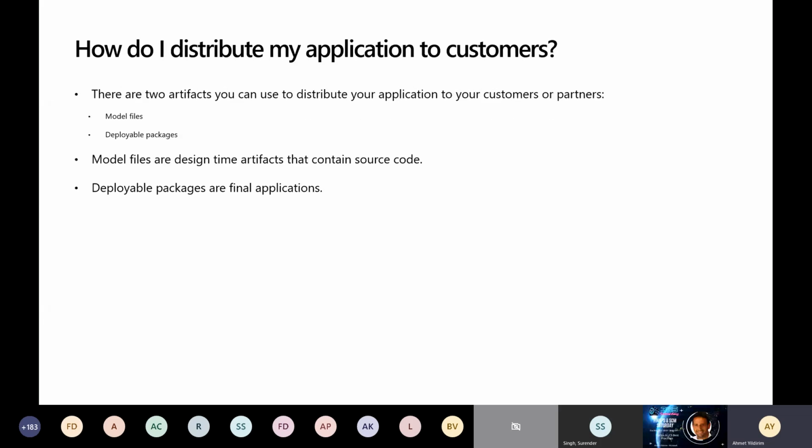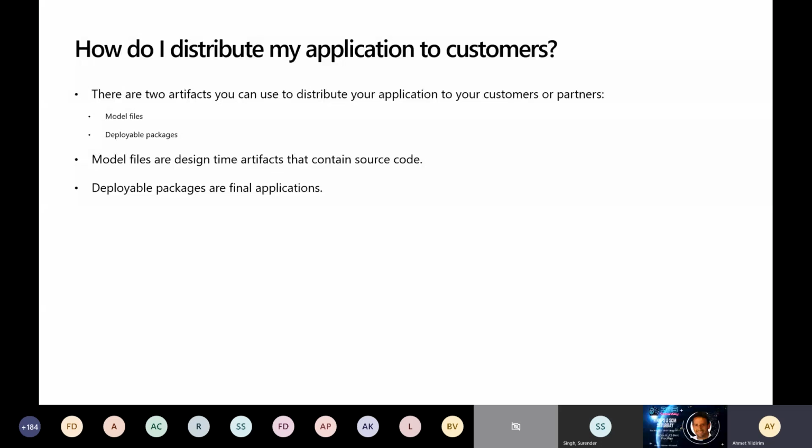Another question is, how do I distribute my application to customers? If you are a partner or an ISV, there are two artifacts you can use to distribute your application to your customers or partners. It can be either model files or deployable packages. Model files are design time artifacts that contain source code. Use model files if your customer is integrating your application with other third-party models, or when you want to allow customization of your models. Model files are the most common method for ISVs to distribute solutions.